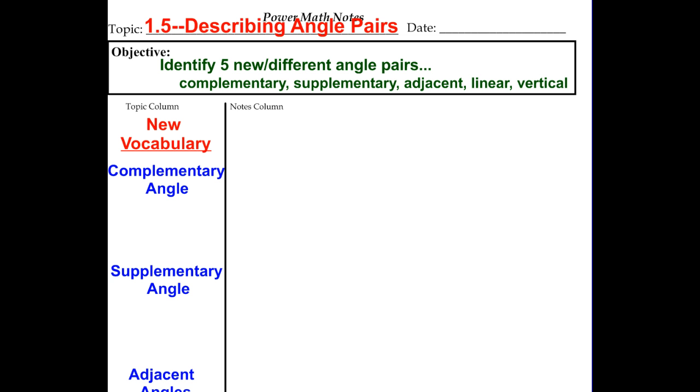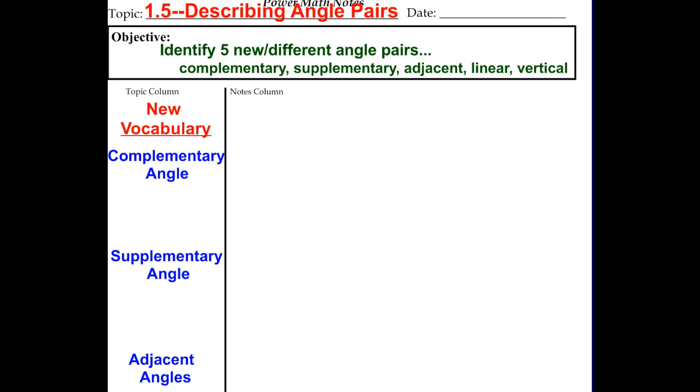All the definitions are in the book if you want to look up the actual definition and write it down. I'm not going to write any of them down on this video. So what are complementary angles? Complementary angles are two angles that add up to 90 degrees. Any two angles that add up to 90 degrees are complementary angles. Supplementary angles are any two angles that add up to 180 degrees. So any two angles that add up to 180 degrees are supplementary angles.